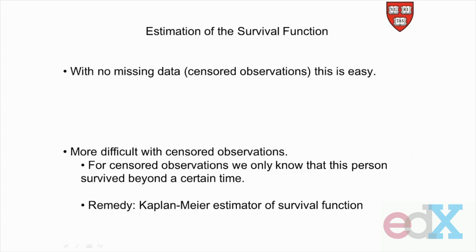But estimating the survival function is more difficult when we have censored observations. Because remember, for censored observations, we only know that this person survived beyond a certain time. We don't know their exact failure time. We don't know the exact time that they died. So all we know is that they survived beyond a certain point. So this is a form of missing data. And so Kaplan and Meier came up with a remedy for this problem. And now we're able to estimate the survival function, and it's called the Kaplan-Meier estimator of the survival function. So let's go back to Stata.